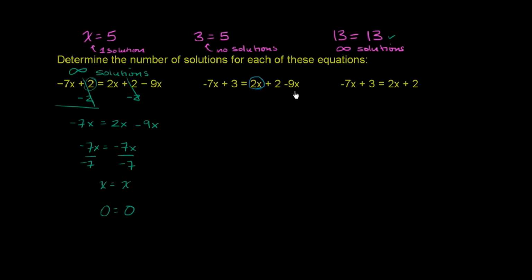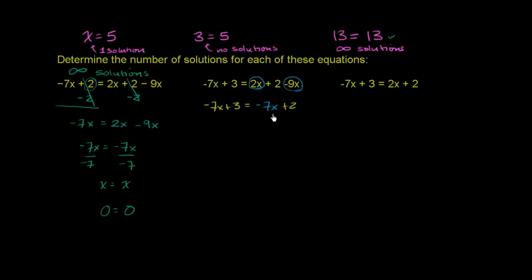I'll add this 2x and this negative 9x right over there. So we will get negative 7x plus 3 is equal to negative 7x. So 2x plus negative 9x is negative 7x, plus 2. Let's do that in that green color. Plus 2, that's this 2.